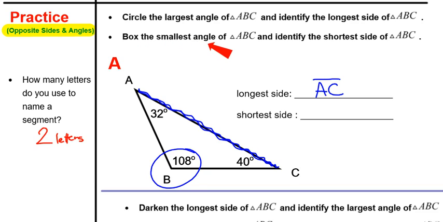When we want to find the shortest side, remember that our directions asked us to box the smallest angle. So now we will put a box around the smallest angle. And to find the shortest side, we will find the side that is opposite of that. It does not touch it. So the side that is opposite of this would be this one down here. So I'm going to mark that one right there. And to name that, we use the 2 letters on either end, the B and the C. So our shortest side is BC, segment BC.